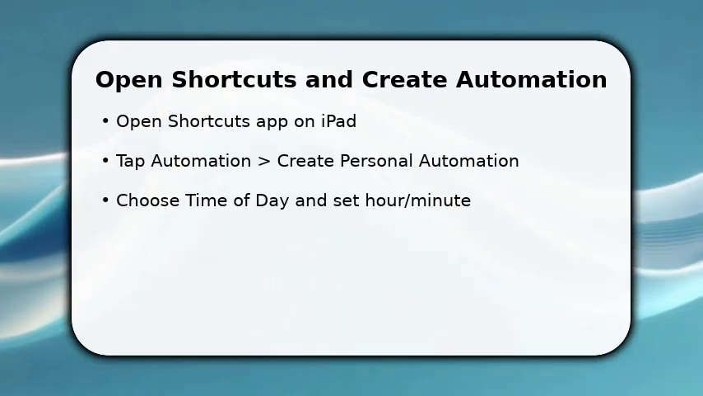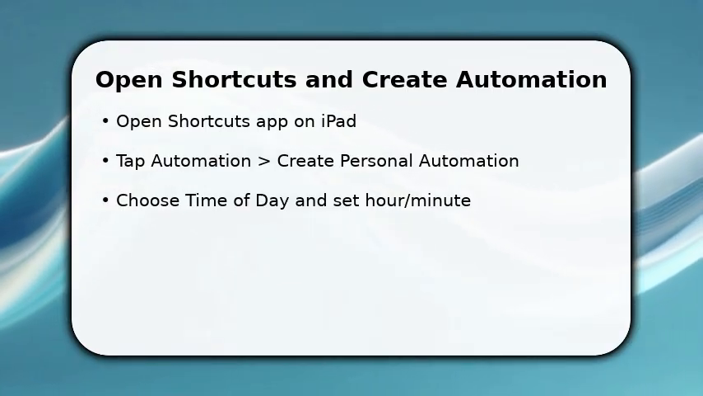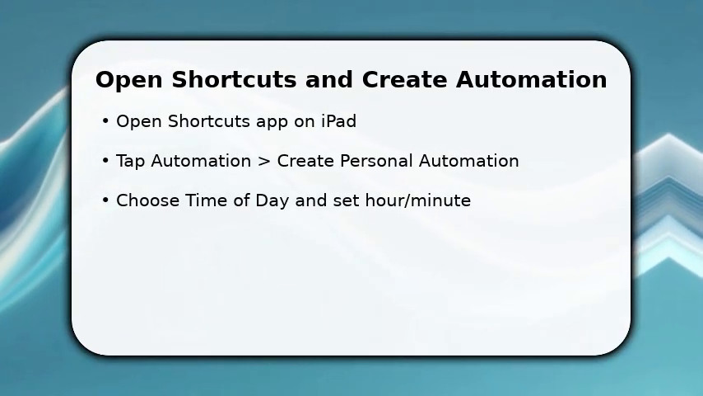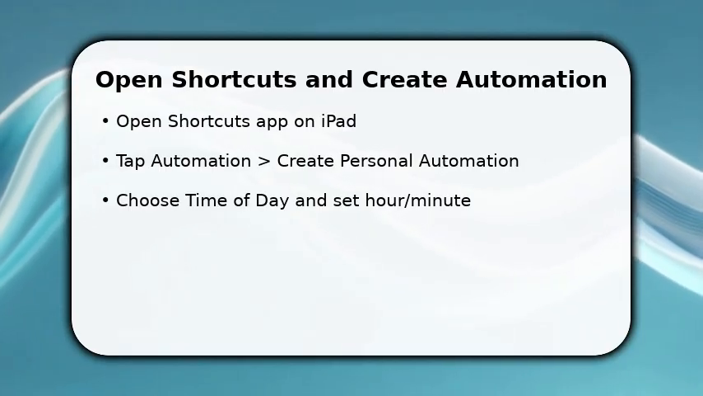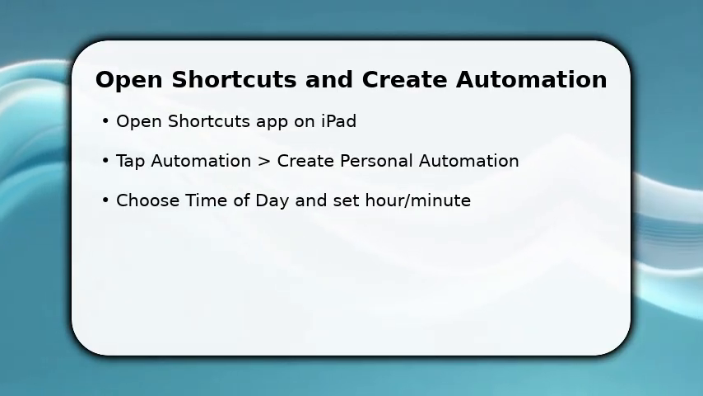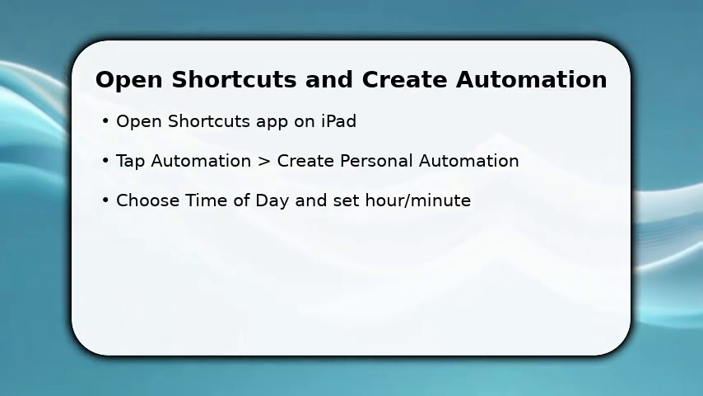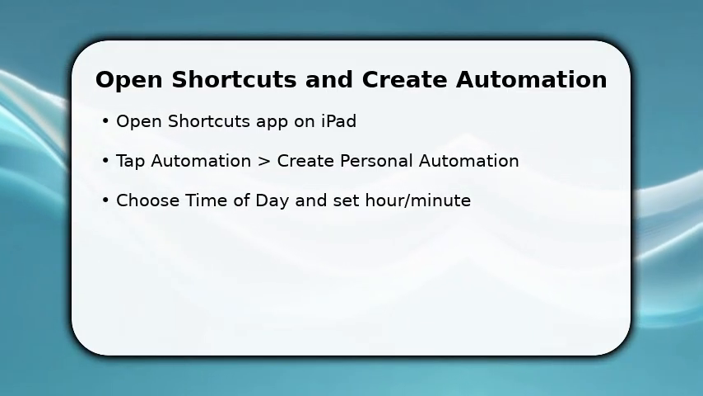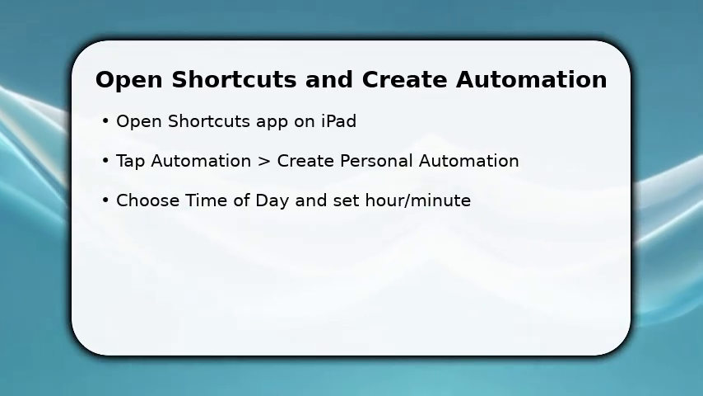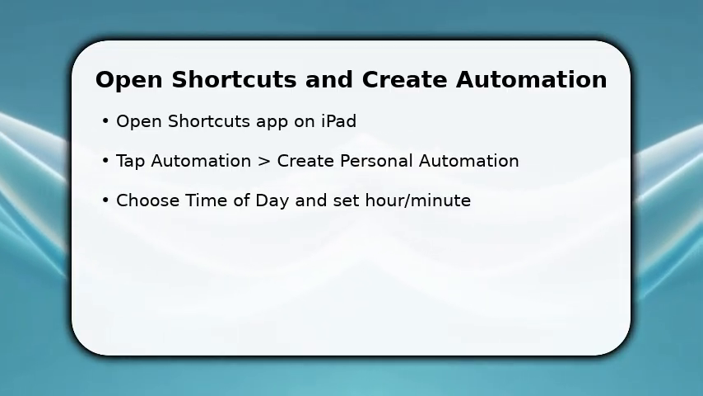You start in Shortcuts because iPadOS uses automations to run actions on a schedule. Once done, tap Automation and choose Create Personal Automation. This lets you pick time of day. Set the hour and minute you want the iPad to turn off and choose Repeat, daily or specific days. Make sure Wake Screen is off if you want no interruptions. This step defines the trigger, the exact moment your device will run the shutdown sequence.